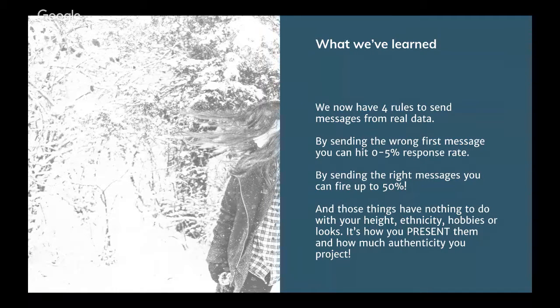And here's the best part too. Those things have nothing to do with your height, ethnicity, hobbies, or looks. It's about how you present yourself, how much authenticity that you project. You might have an argument that says, well, looks might help me get more Tinder matches. Well, really, it's about how you project yourself with your photos and not your looks. But even with that said, even if that argument is to be made, you can't argue with this. When the match is made, what goes from there is the opening message. And what gets you the most responses is being authentic.